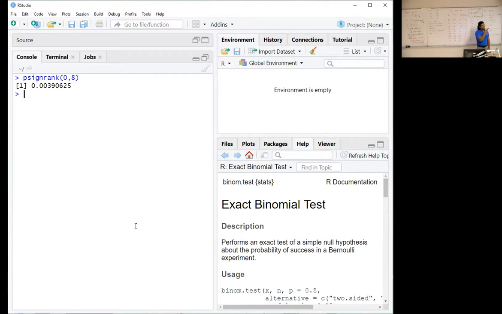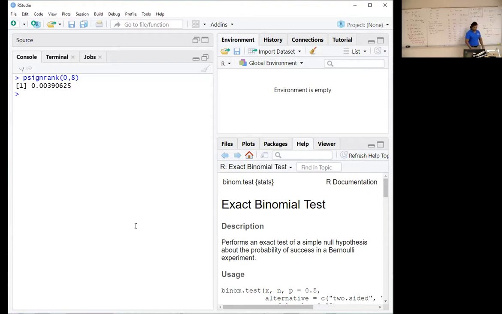Now, here is a question. What would you get if you put the critical value instead of the test statistic in psignrank? What do you expect to get? Wonderful answer. Yes, absolutely, we will get a different number, but 0.05. Why 0.05? Because the probability of the rejection region is alpha. So we used 0.05 to find that number 6, correct?